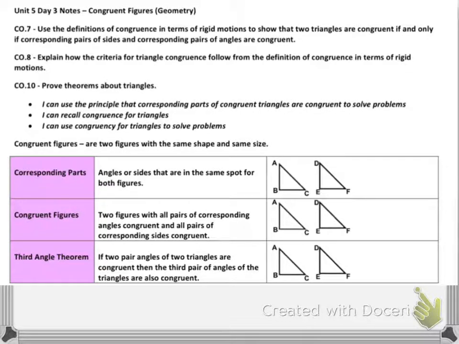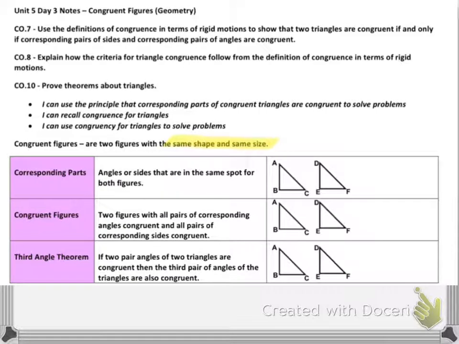So isometric transformations create these congruent figures, because congruent figures have the exact same size and shape. So that congruence and all of that, that's why we did all of those transformations. And now we're talking about congruent figures. That's why we did that together.